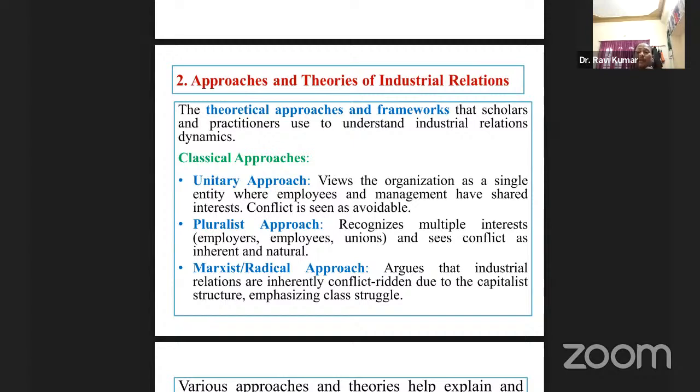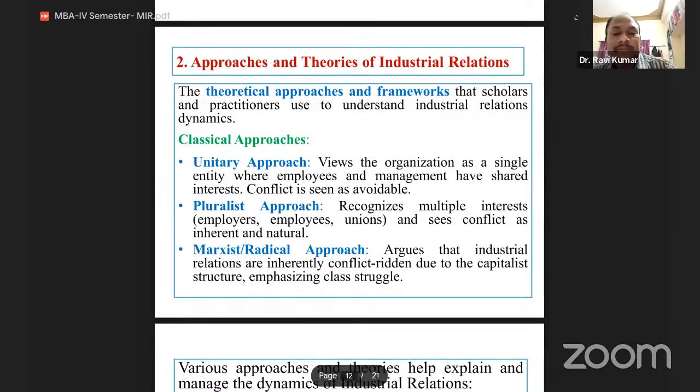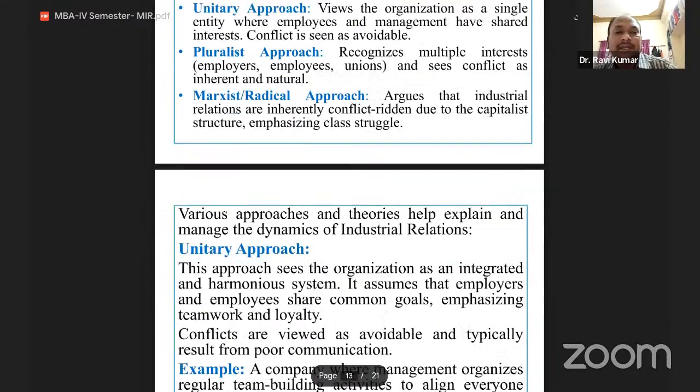And the pluralist approach recognizes multiple interests, employers and unions, all together in the industrial relations, like employers, employees, and unions, and sees conflict as inherent and natural. All together should come to one particular thing, because we have different approaches, but those approaches should be possible to implement.